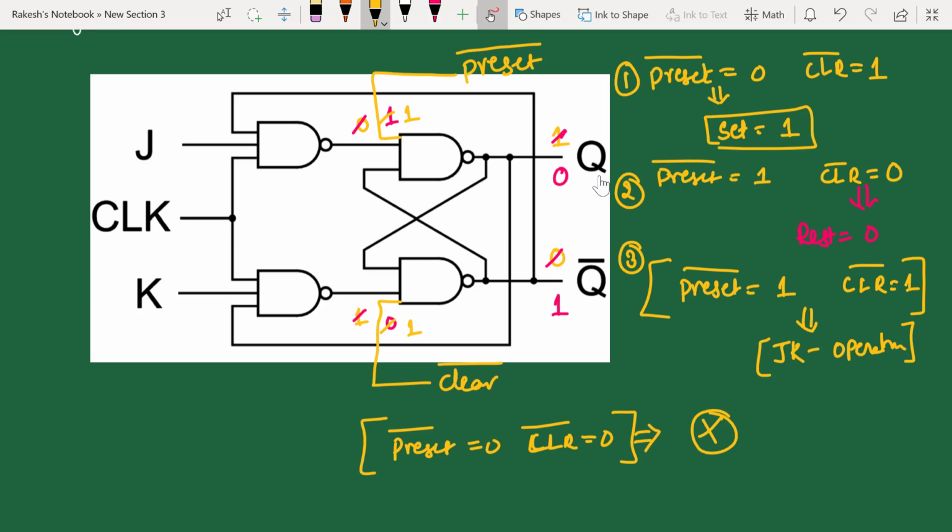In the next class, we are going to see the applications of the JK flip-flop. Particularly, I am going to discuss shift registers based on D flip-flops. So this is all for flip-flops.